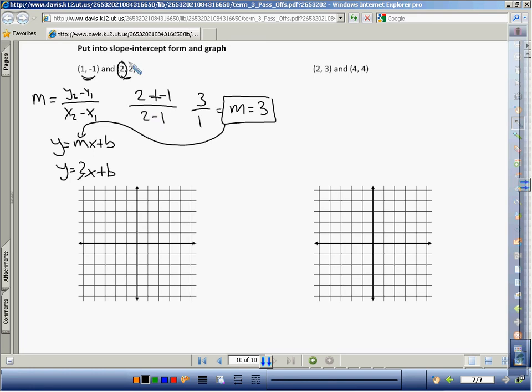So the first one is x, the second one is y. So for y, I'm putting in a 2. And then for x, I'm going to put in a 2. It's convenient that they're both the same number. And then we can solve for b. So 3 times 2 is 6. And then I just need to subtract 6 from both sides. And that should get b by itself. So b is negative 4.